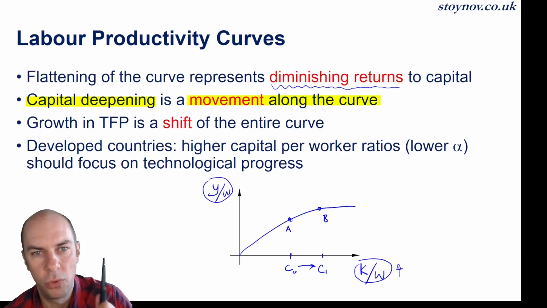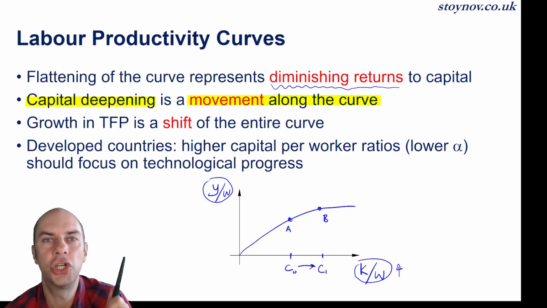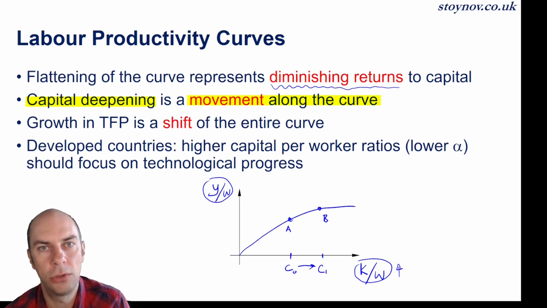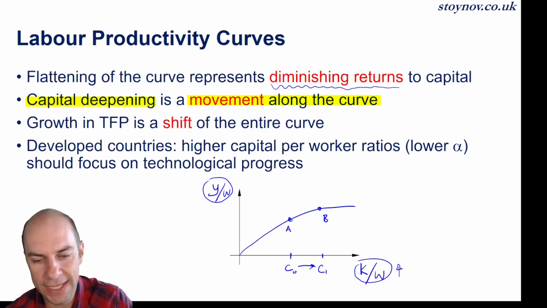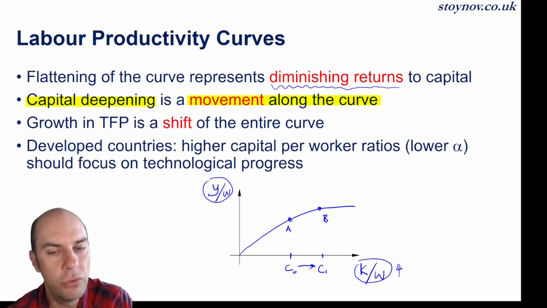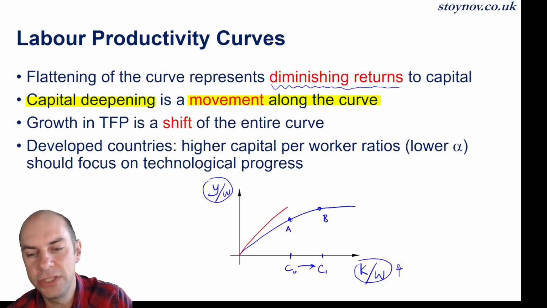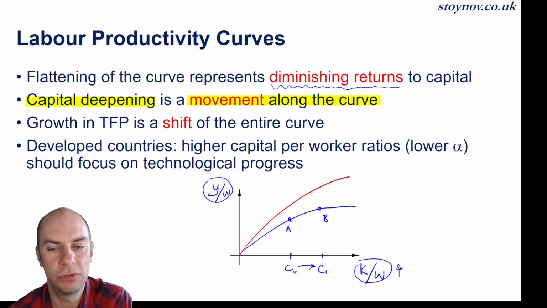So a very, very important point you need to remember is every productivity curve is drawn for a given level of technology. So moving to the right along the productivity curve is an example of capital deepening holding the technological level constant. Now, if you improve your technology, that's not a movement along the curve, that is a shift of the curve. So the curve effectively here becomes steeper.